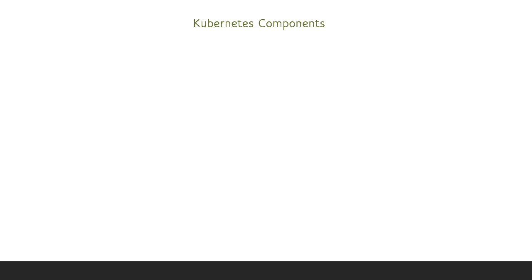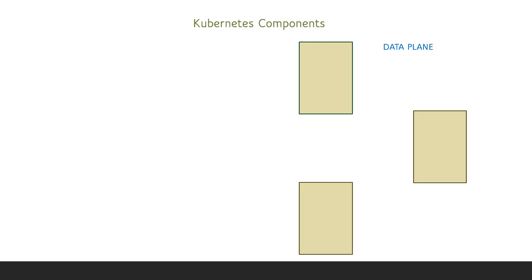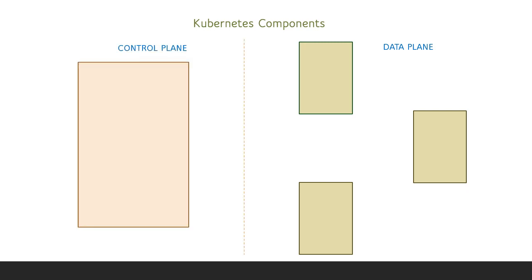First, to run our application containers, we need VMs. They are called worker VMs or data plane. Once we have worker VMs, we need a VM which is separate from them just to run Kubernetes itself. It is called the control plane VM or master VM.